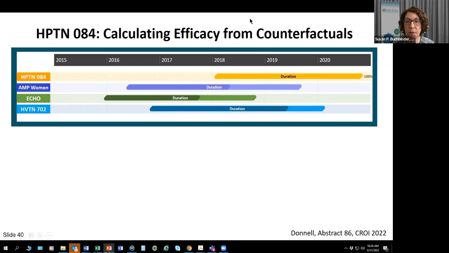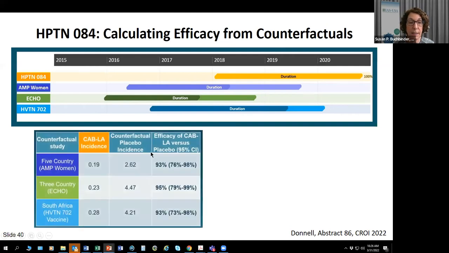And so what they did was this counterfactual analysis where they took data from 3 other studies that were happening around the same time and were happening in many of the same countries and in some situations at some of the same sites that the 084 study was being done in. And what they did is they calculated what was the placebo incidence in those studies.